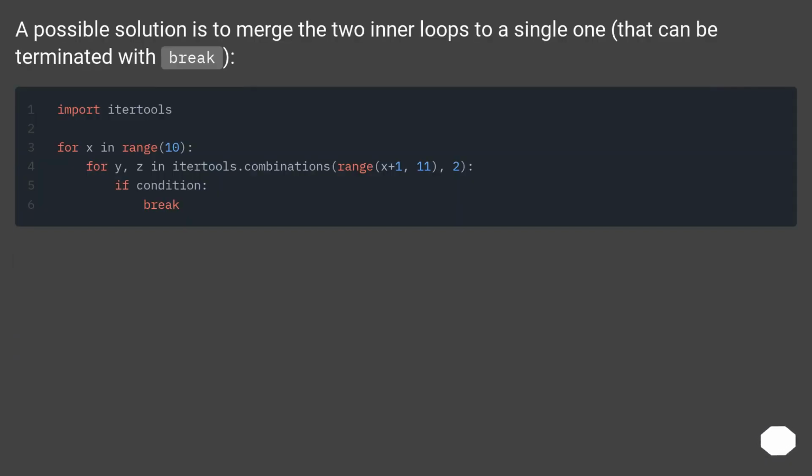A possible solution is to merge the 2 inner loops into a single one that can be terminated with break.